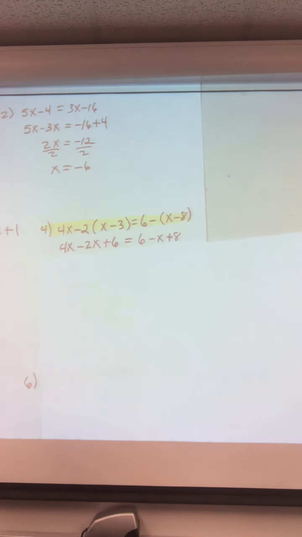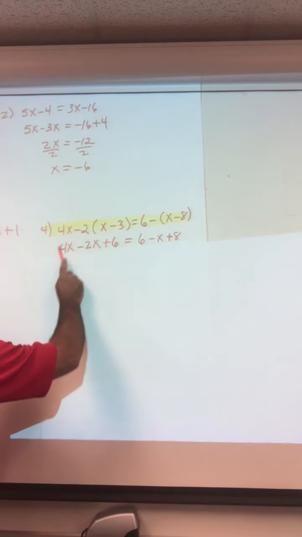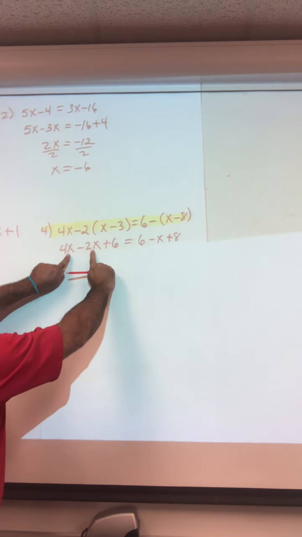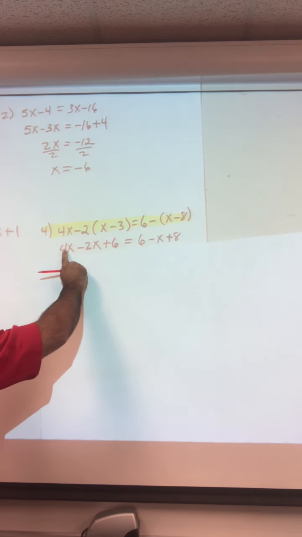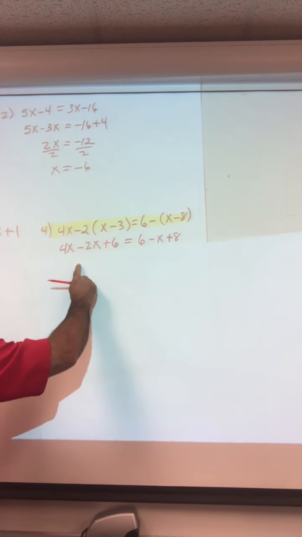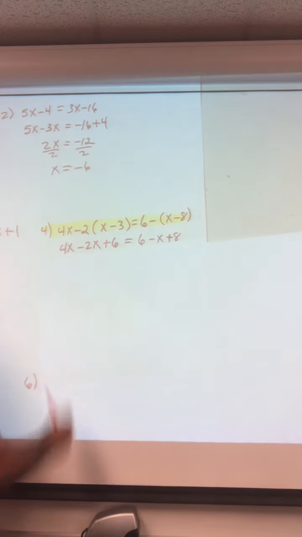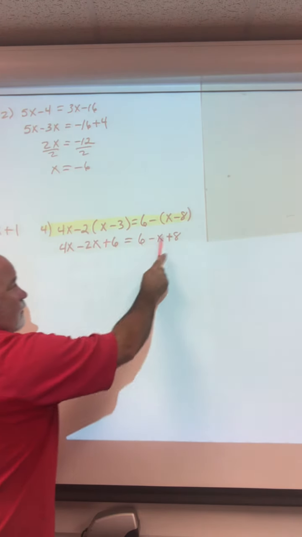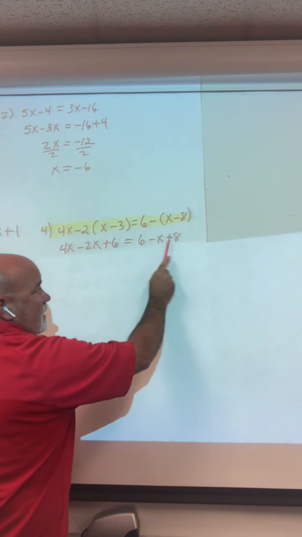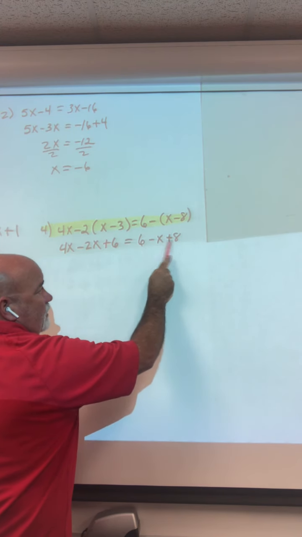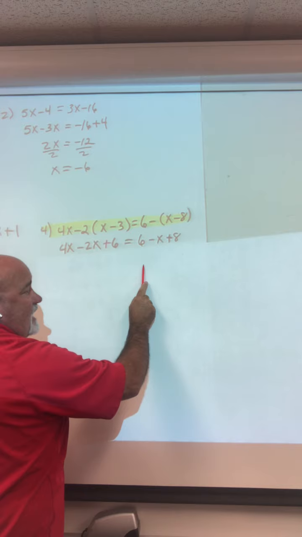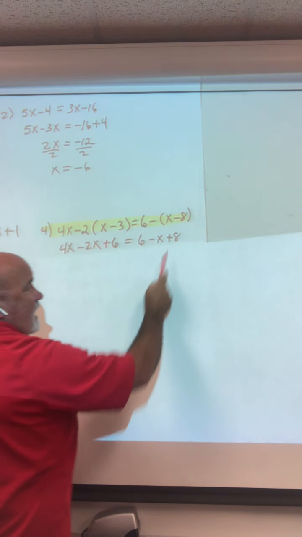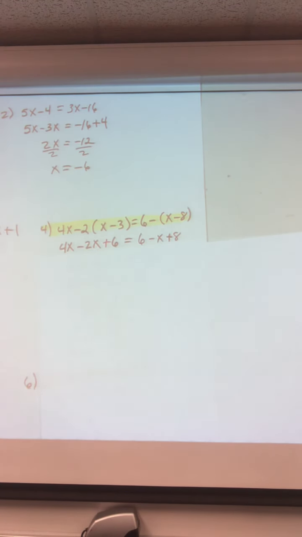All right, now come down to the next step. Simplify what you can over here. I can combine these two terms because they're variable terms. 4x minus 2x is 2x, then bring down the plus 6. Over here, you can add this number and this number together, but you can't combine them with a variable term. So bring the negative x down, and 6 plus 8 is plus 14.